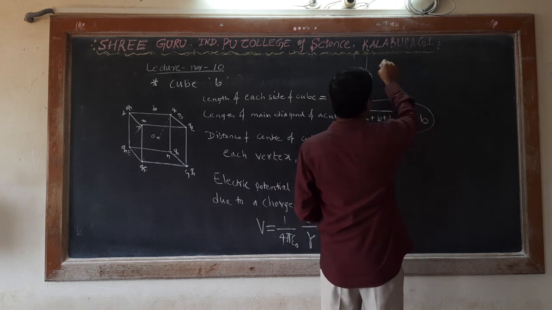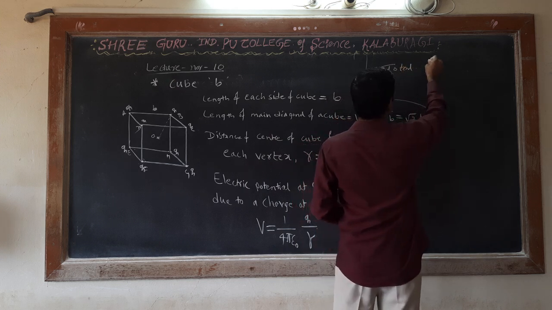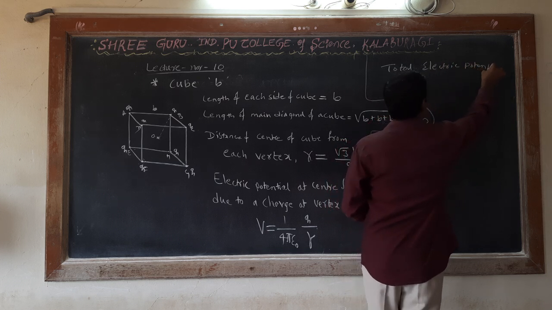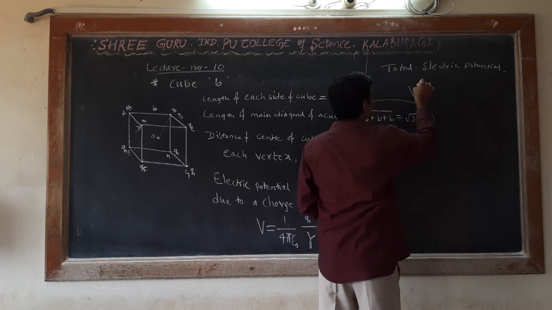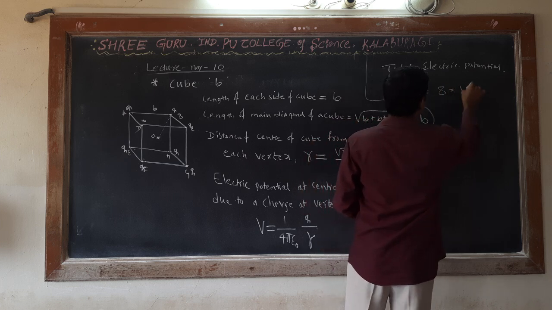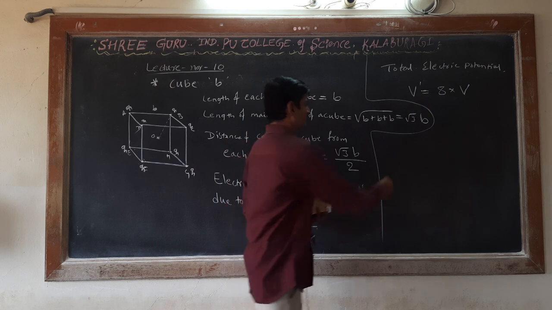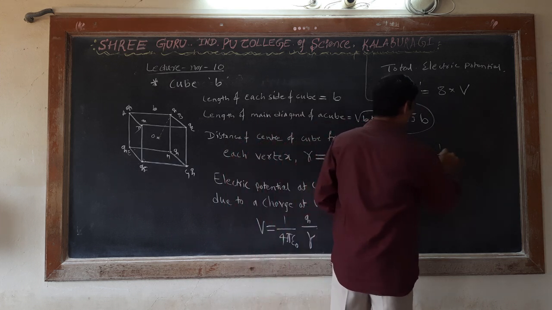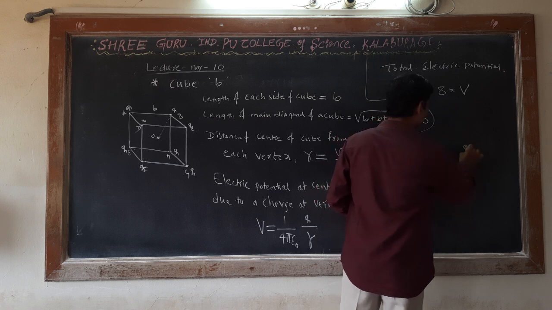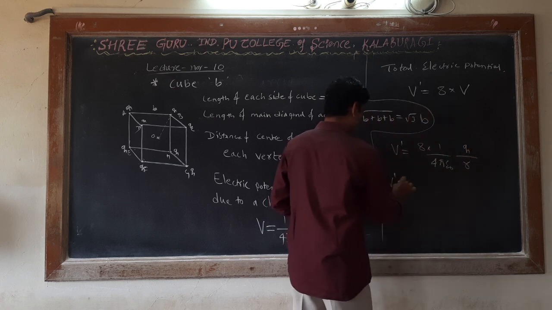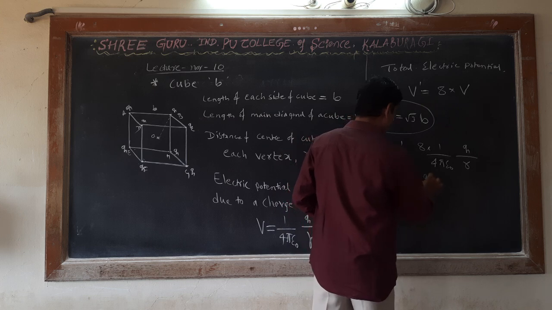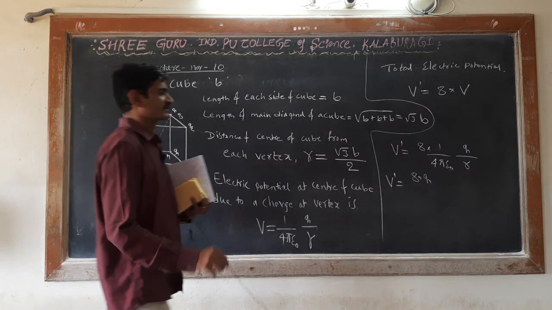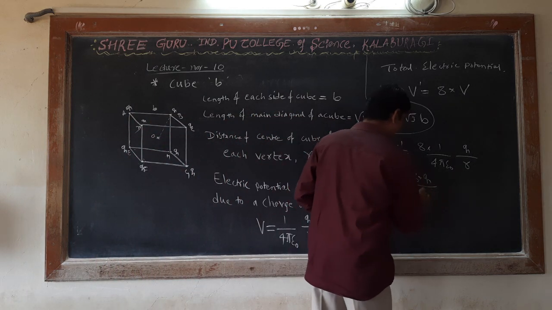So now the total electric potential V dash is equal to 8 into V. That is 1 by 4 pi epsilon naught Q divided by R. So V dash is equal to 8 into Q. Is the Q value given? No, the value is not given. Only the standard values are given. 1 by 4 pi epsilon naught.